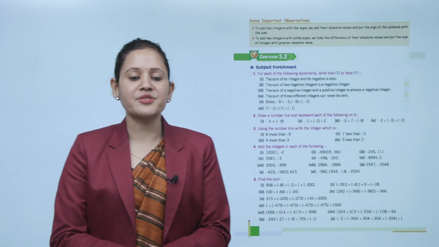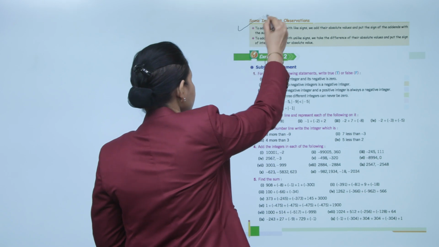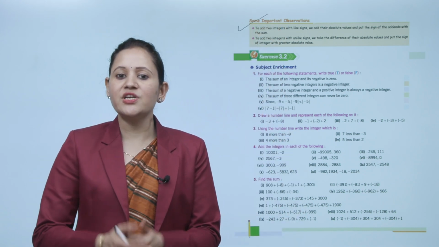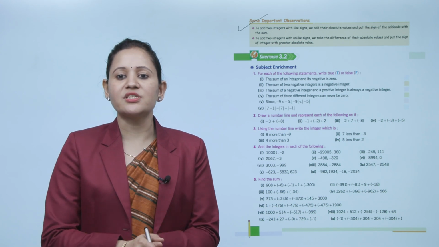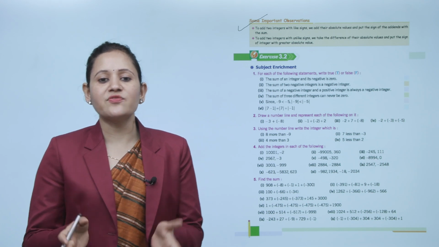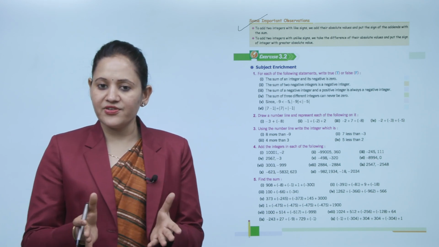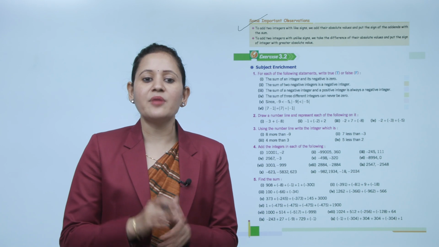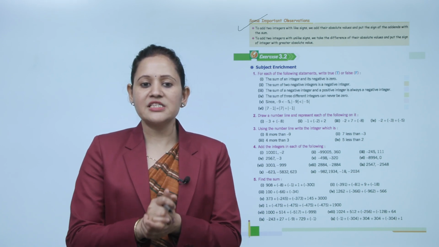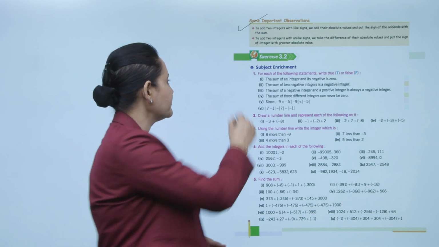Next, some important observations. To add two integers with like signs, we add their absolute values and put the sign of the addends with the sum. To add two integers with unlike signs, we take the difference of their absolute values and put the sign of the integer with the greater absolute value. Now, next is exercise 3.2.